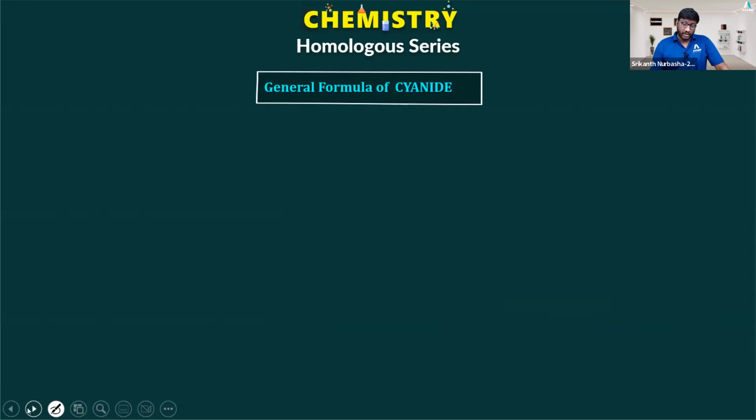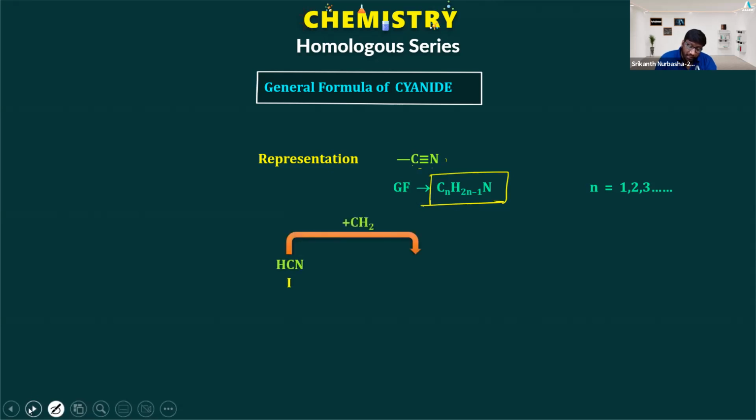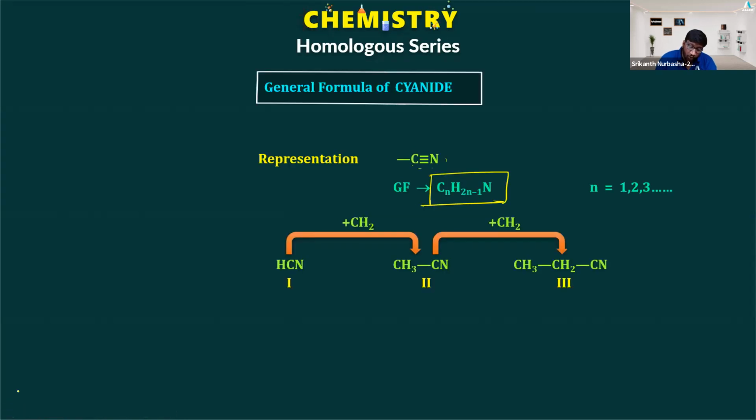Cyanide means CN representation, so C triple bond N. Whenever we add it, we have replaced one hydrogen from the alkane. We have removed the hydrogen from the alkane and added C triple bond N. So CnH2n-1N, because you have not only added N, you have indirectly added carbon also, so the number of carbons also changes. So the ultimate formula will be CnH2n-1N. HCN, CH3CN, C2H5CN. Yes or no? These are the homologues.